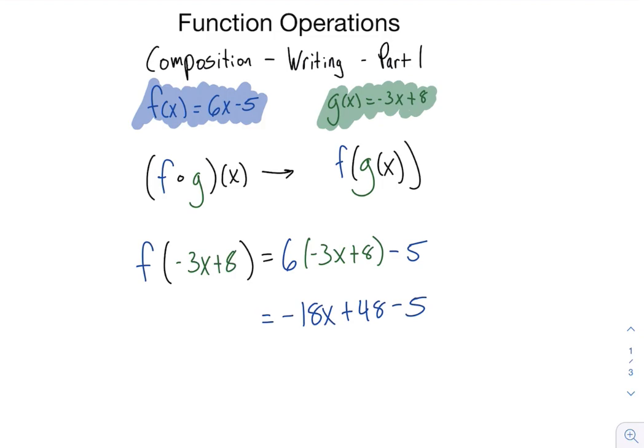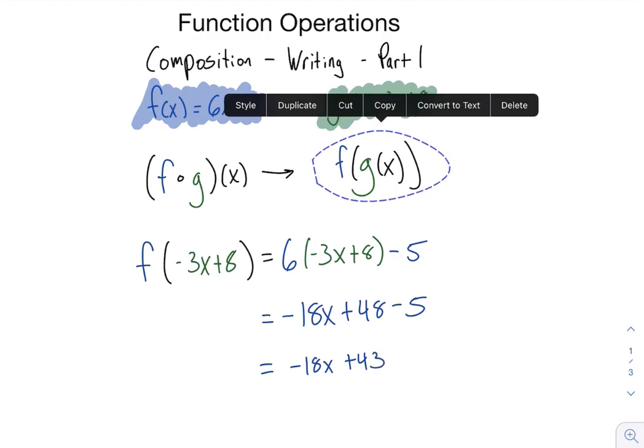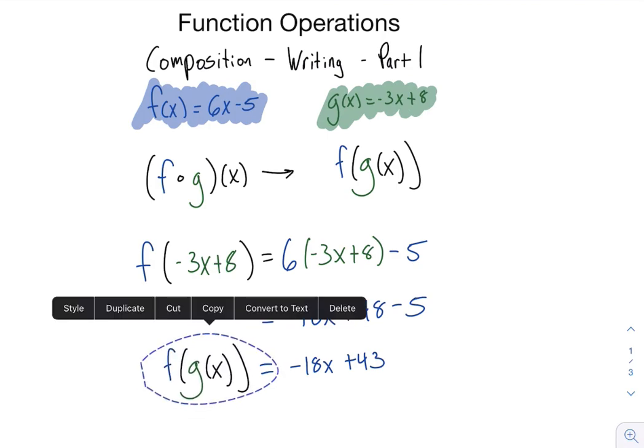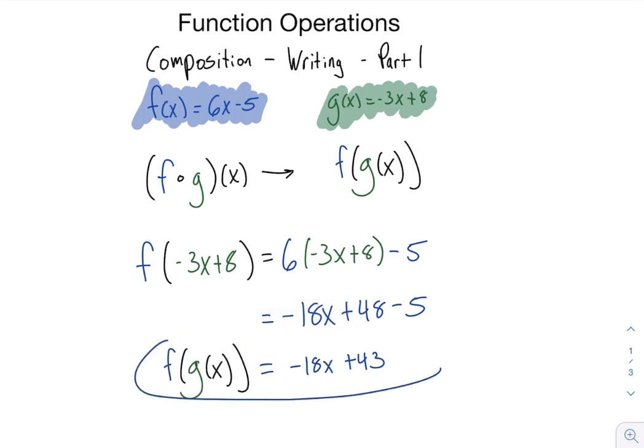And from here, I'm going to simplify this, kind of like what we did in video 1. We want to combine like terms. There are no other x terms, so that negative 18x is going to stay like that. But the two constants can be combined. So plus 48 minus 5 is plus 43. And we are now done composing f of g of x. And that gives us negative 18x plus 43.